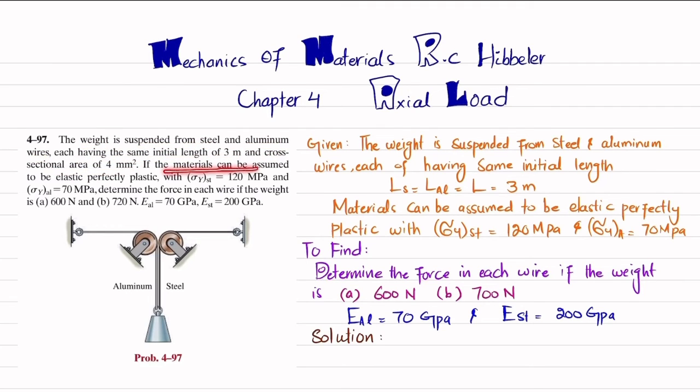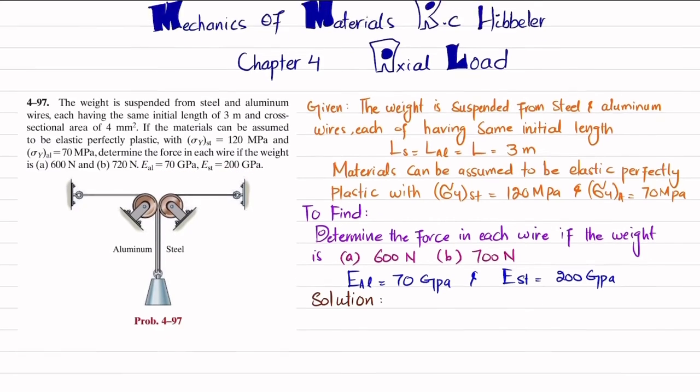If the material can be assumed to be elastic, perfectly plastic, with yield stress of steel 120 megapascal and for aluminum 70 megapascal, determine the force in each wire if, part A, the weight is 600 Newton, and if the weight is changed to 720 Newton. Aluminum modulus of elasticity is 70 gigapascal and for steel it is 200 gigapascal. So let's start with the solution.